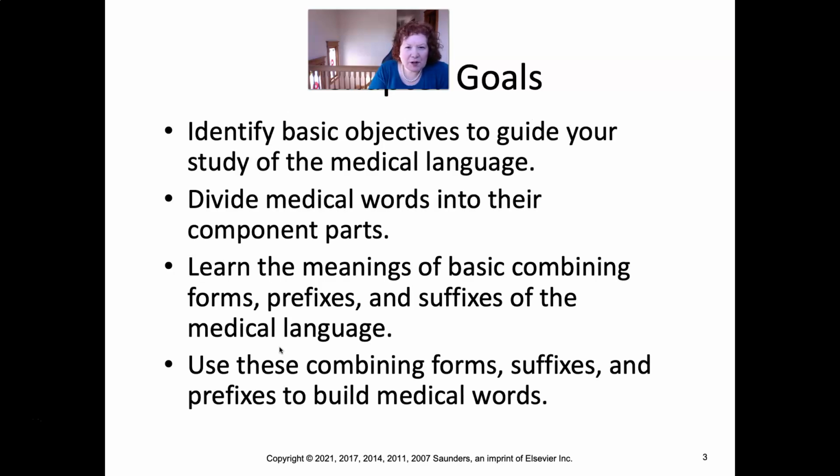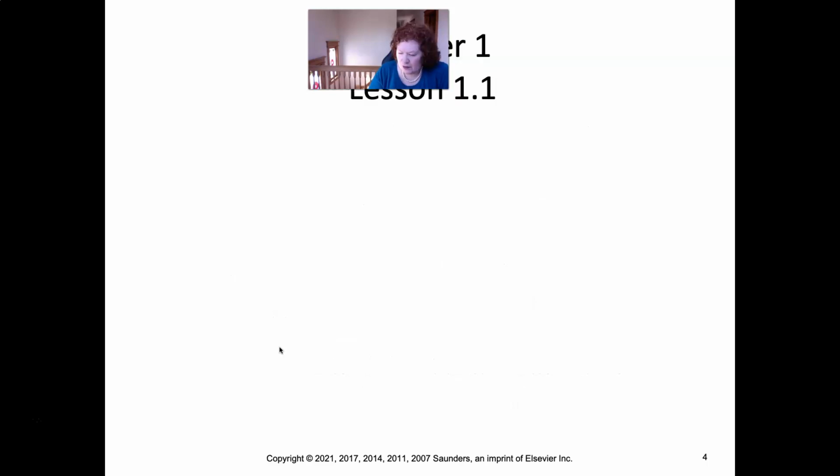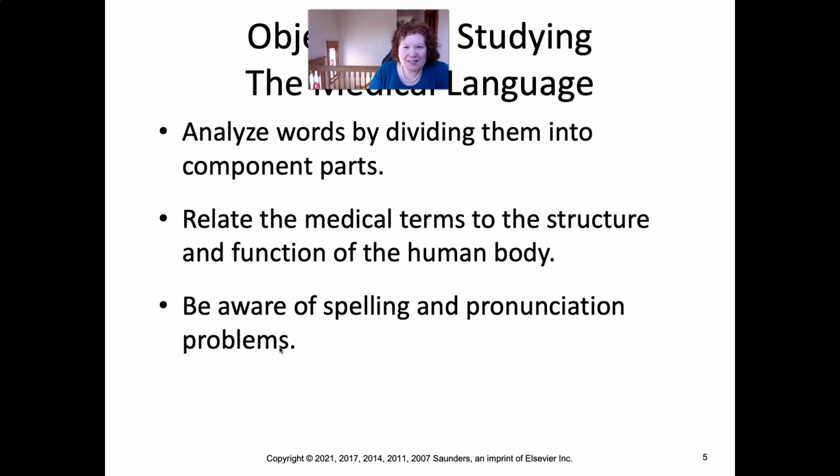Our chapter goals are to identify the objectives that guide our study, and you can look at those in your syllabus as well as in Brightspace. We're going to look at how we divide medical words into their component parts. You'll hear a lot about a combining form and a combining vowel and a combining root and how those make things up with prefixes and suffixes. We're going to learn the meanings of those combining forms, prefixes, and suffixes and use those to build medical words. So let's get into it and see what we see.